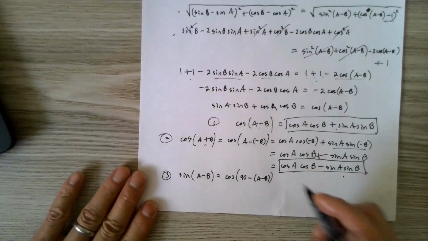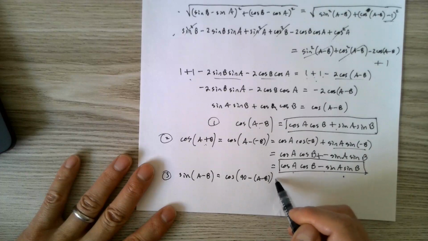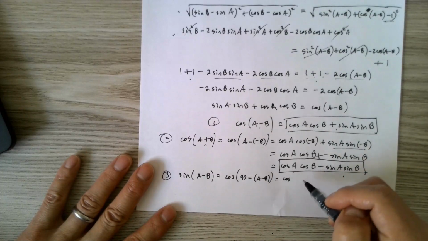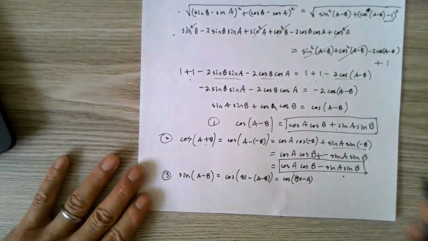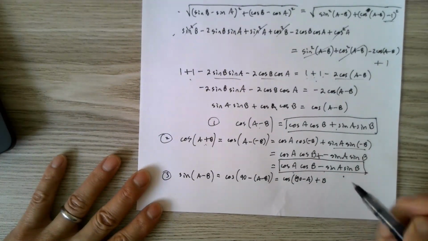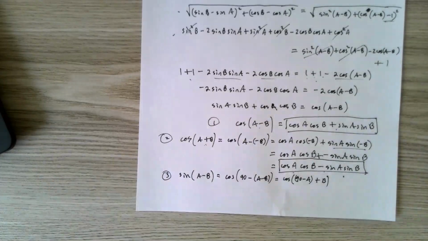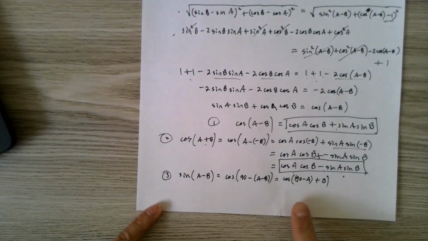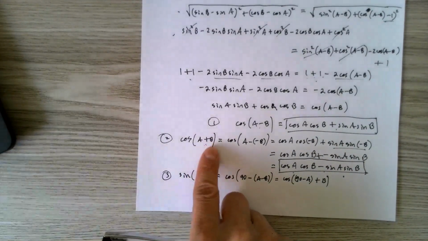And then I can distribute this negative to get 90 minus A as my quote first angle plus B, because I'm distributing that negative. So B is now my second one. So now this is in the form of cosine of A plus B.